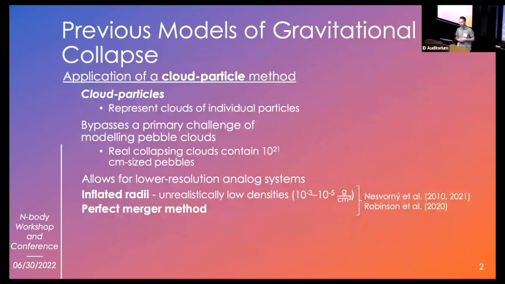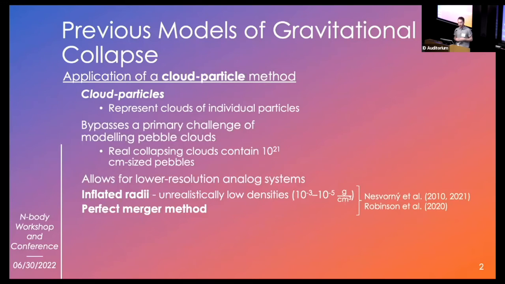And previous models of gravitational collapse have used what we're coining as a cloud particle method. These cloud particles are effectively representing clouds of individual particles, right? And this bypasses a primary challenge of modeling pebble clouds, as real collapsing clouds contain a sextillion centimeter-sized pebbles, which is unfeasible to ever directly simulate. So these cloud particles effectively allow lower resolution analog systems to be used instead. So instead of a sextillion centimeter-sized pebbles, we use 100,000 kilometer-sized particles.